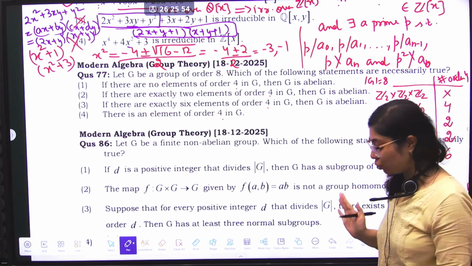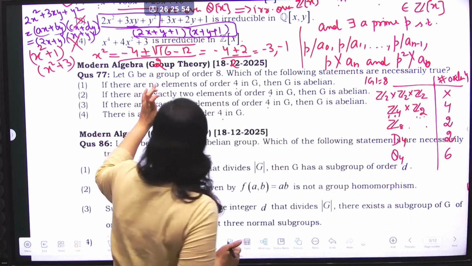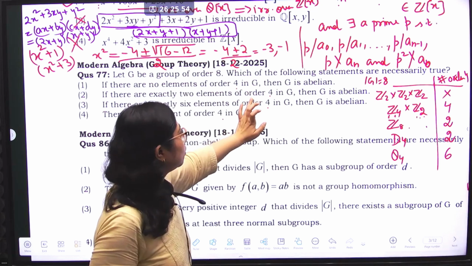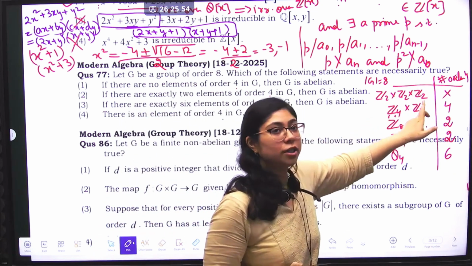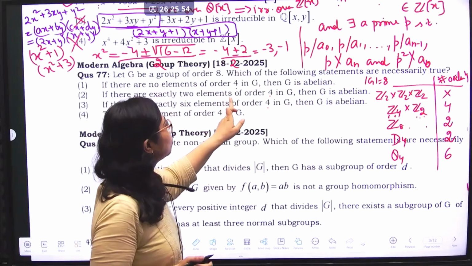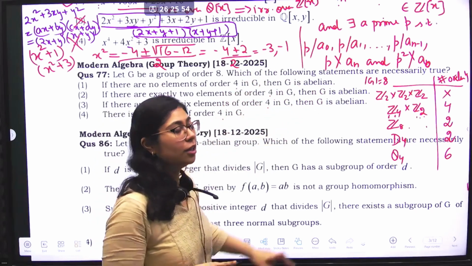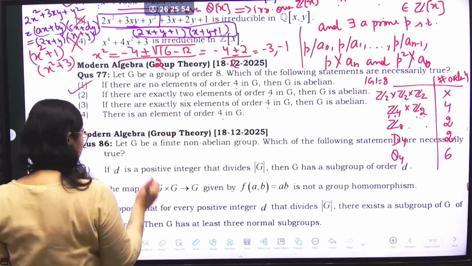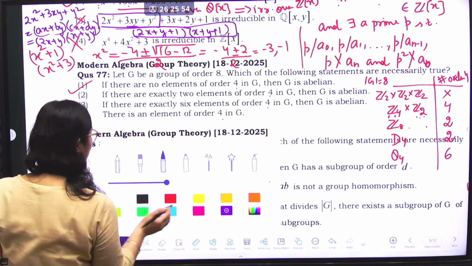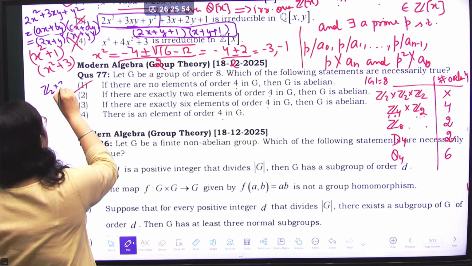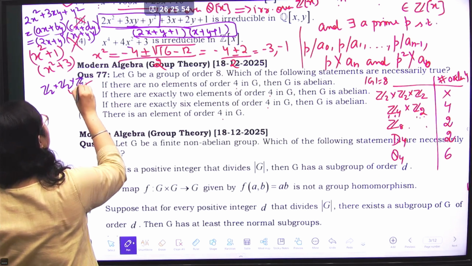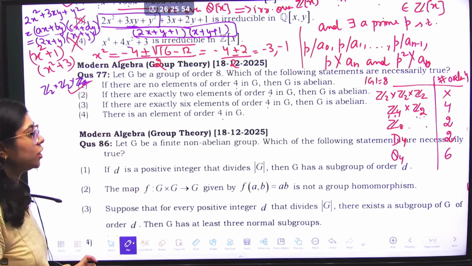Now we will go through the options. If there are no elements of order 4, which case are they talking about? Z2 cross Z2 cross Z2. If there are no elements of order 4, then G is abelian. Correct, because in this case there is only one possibility, Z2 cross Z2 cross Z2.